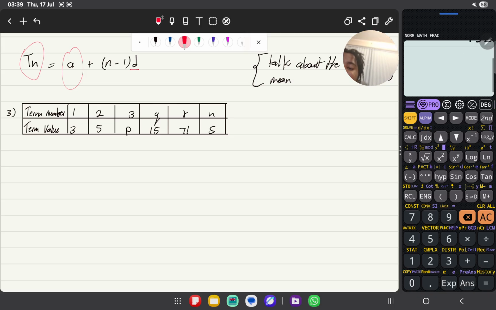Okay, so here we have the term numbers this side and the term values. So we're gonna have to find the unknown variables, right? We have the first one, the second one, the third one, and the fourth one, as well as the fifth one. It's crazy here, actually. I don't know what happened here, but I will check.